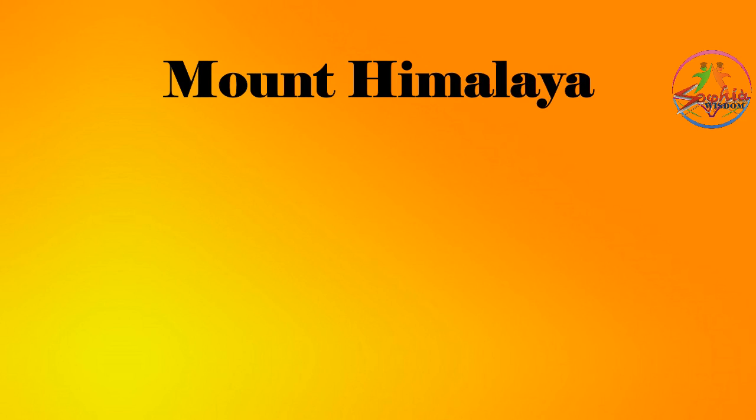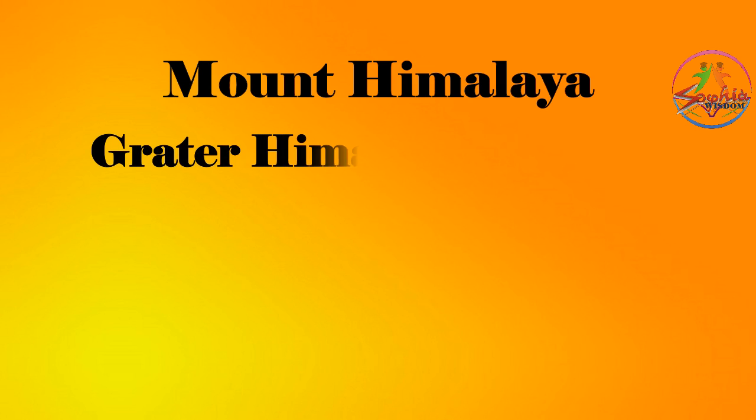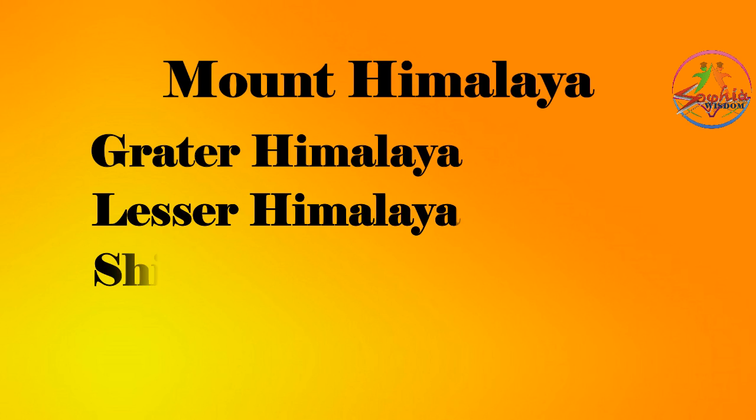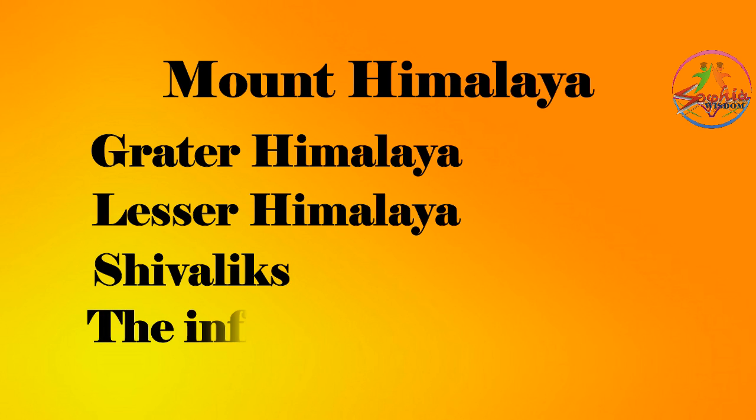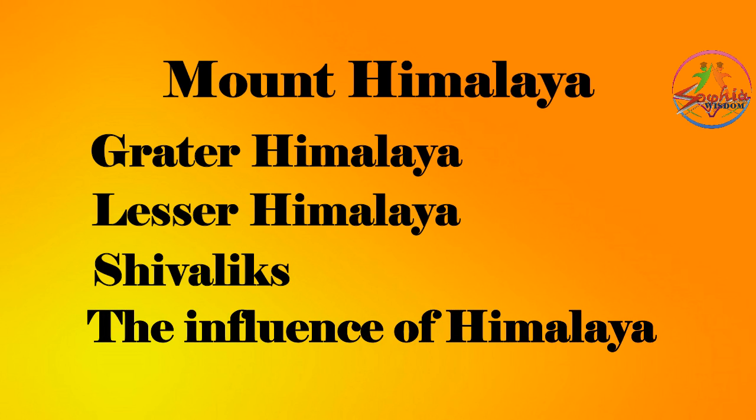Let us wind up the second section here. We were discussing Mount Himalaya and its three mountain ranges: the Greater Himalaya, the Lesser Himalaya, and the Shivaliks. In the last part we discussed the influence of the Himalaya on the Indian landmass, and in which ways it influences the agriculture and climate of India. Keep reading the textbook and listening to this video continuously so that you will have a better idea about this lesson.